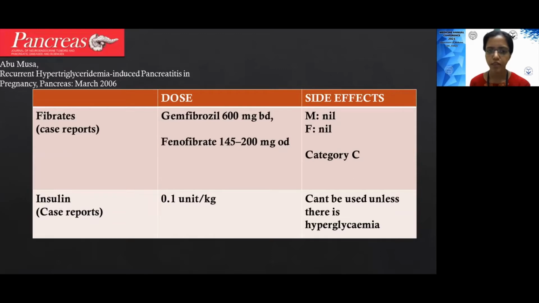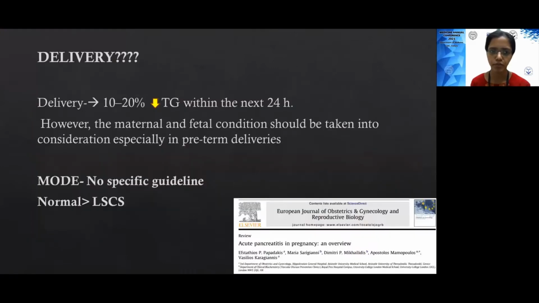The medications which we can use are fibrates and insulin. Both are based only on case reports. There are no randomized controlled trials. Fibrates commonly used are gemfibrozil, fenofibrate, and there are no maternal or fetal complications. This is also a category C drug, and insulin is also safe given at 0.1 unit per kg unless there is hyperglycemia. This, however, cannot be used.